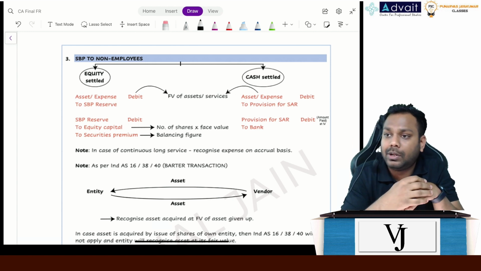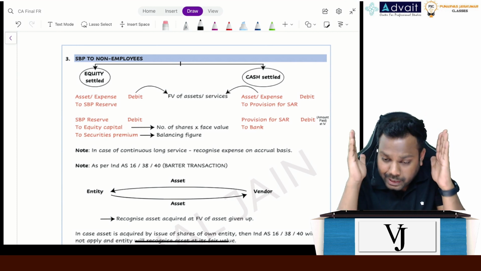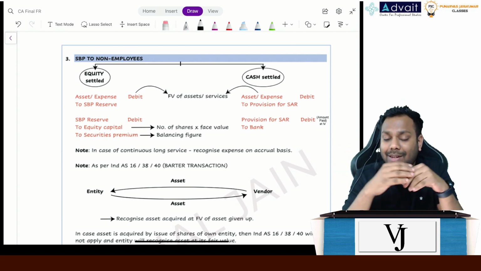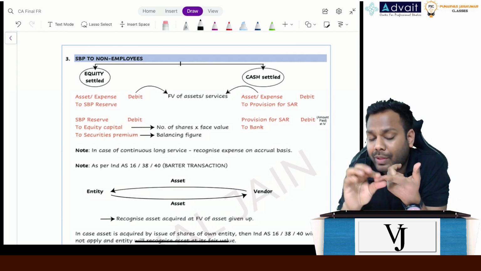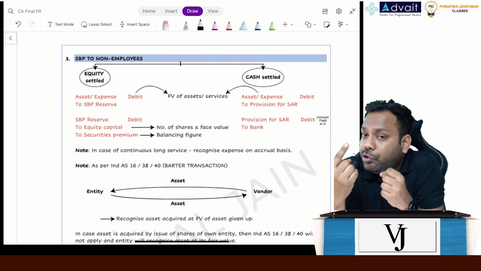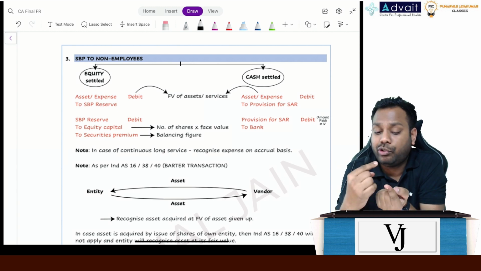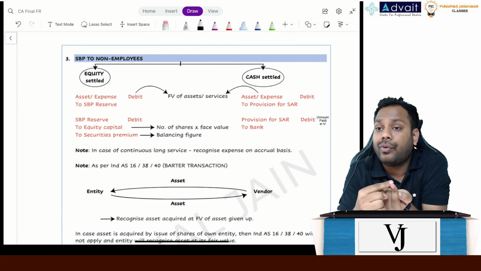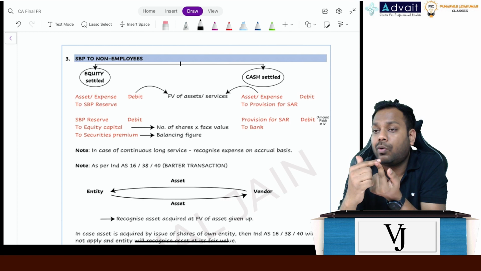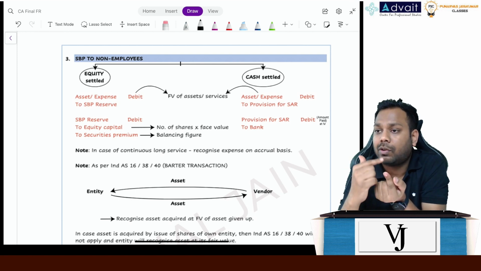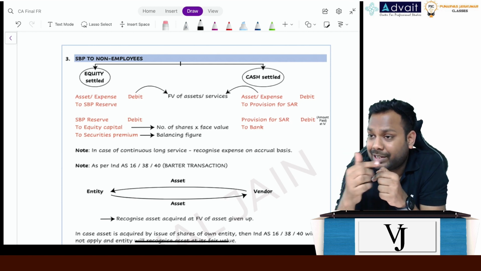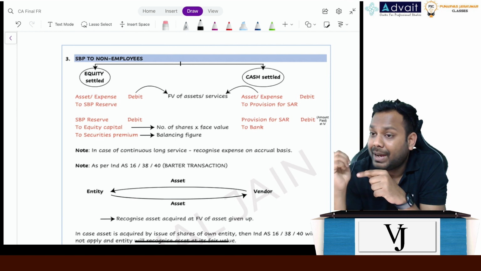Then came cancellation. For cancellation, book the entire remaining expense in the year of cancellation. Then further, whatever is the fair value on the date of cancellation, pay from the SBP reserve. Any excess amount which you pay to the employees on cancellation of the ESOP over and above the fair value on the date of cancellation will be transferred to P&L.